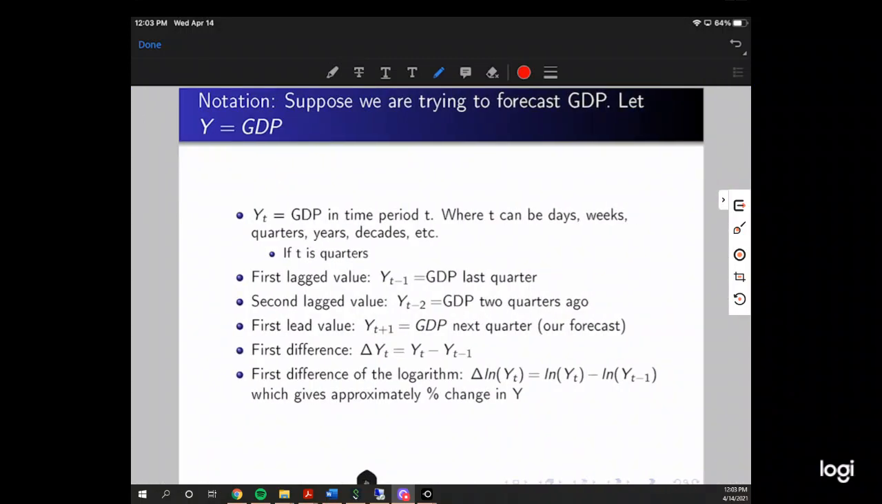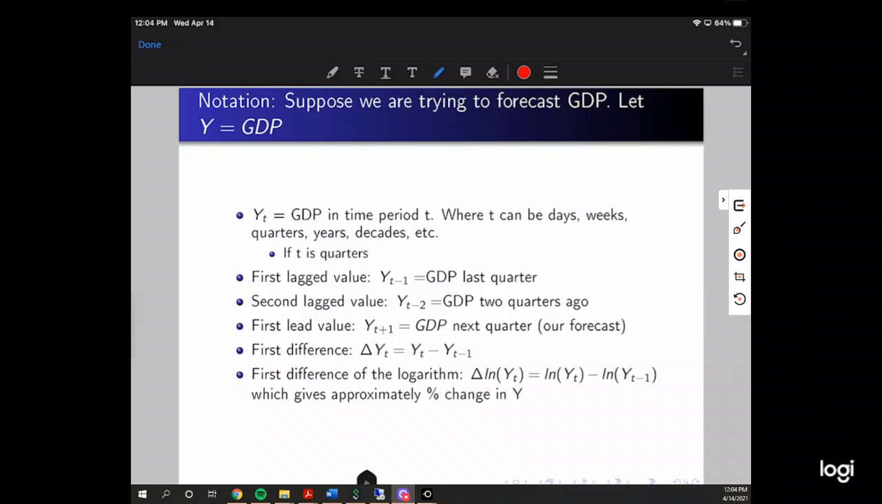The notation: suppose we were trying to forecast GDP. Let Y equal GDP. I should note that in the previous slide, when we were looking at beta 1, the implementation of regression doesn't change if we think of it as causal versus correlational. We still get estimates of beta 1. It's just the interpretation of the coefficient that's changing. So, okay, back to this slide.